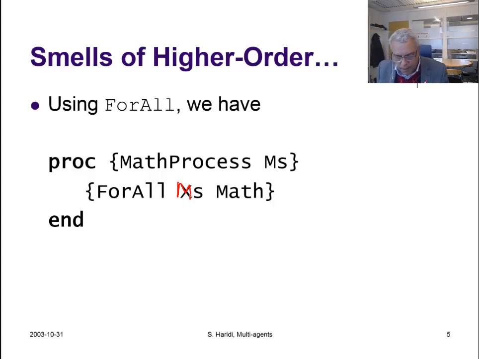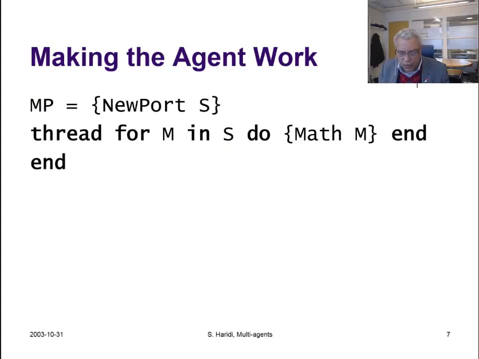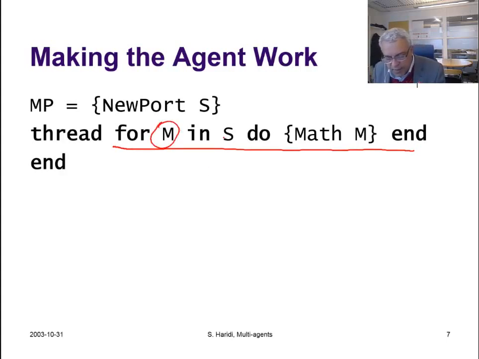So now we can define our mass process. Our mass process just takes the mass procedure and applies it on all elements of the stream MS. And here we use the for all abstraction. So here is our agent now. We create a port, so the port identifies the agent, and then we create a thread, and that thread applies the mass procedure on each element of that stream. That's a for all. We can write it in a more traditional way by using the for statement, which is syntactic sugar for the for all procedure. So for each element M in the stream, apply mass on M.